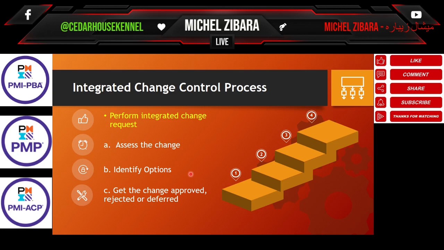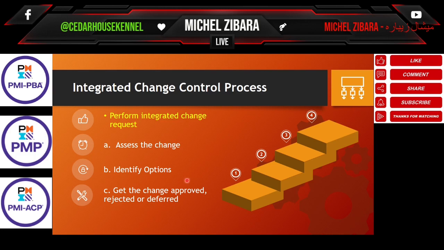Let's say the change is, for example, to finish the project before schedule by 1 month. Okay, what are the options? So this will be an assessment and impact against the schedule management plan. So identify the options. For instance, will we apply crashing?